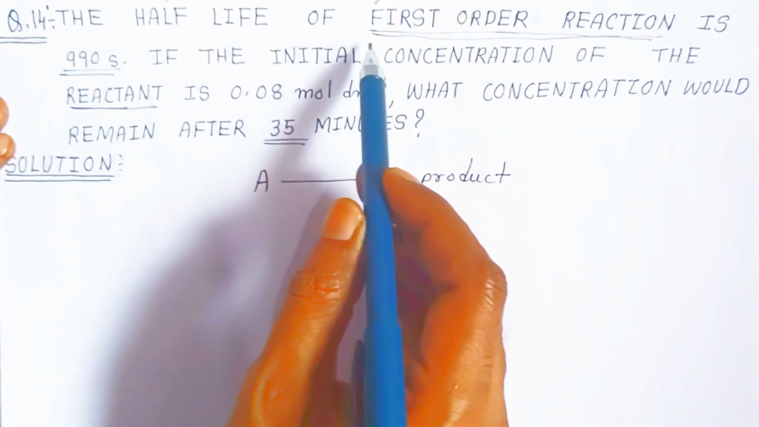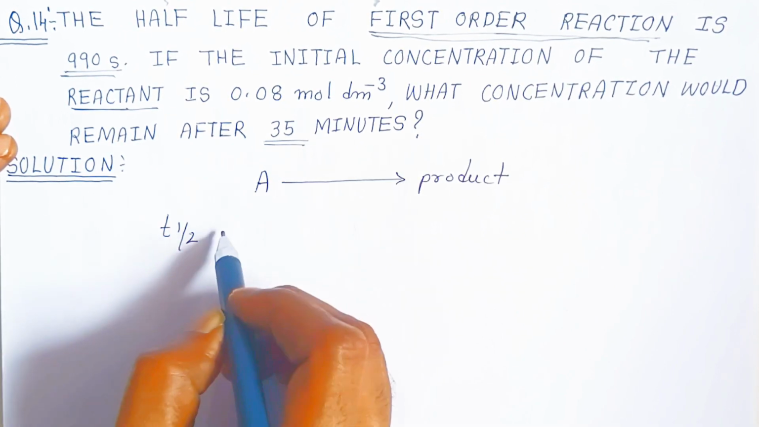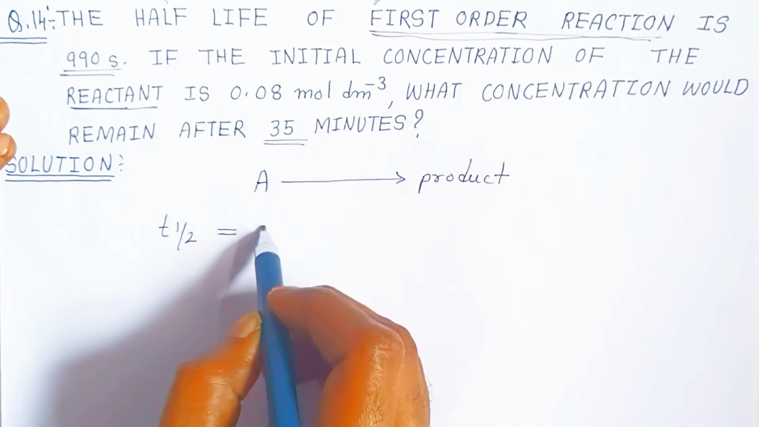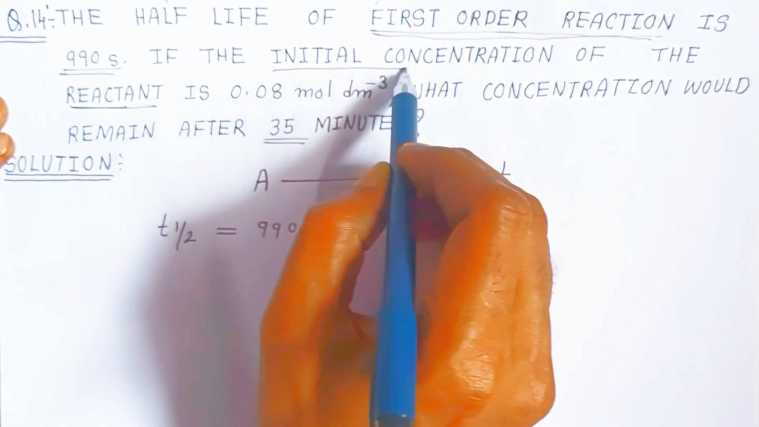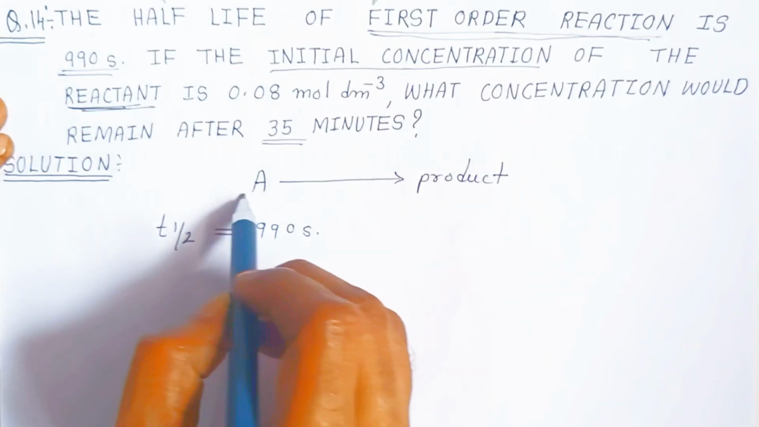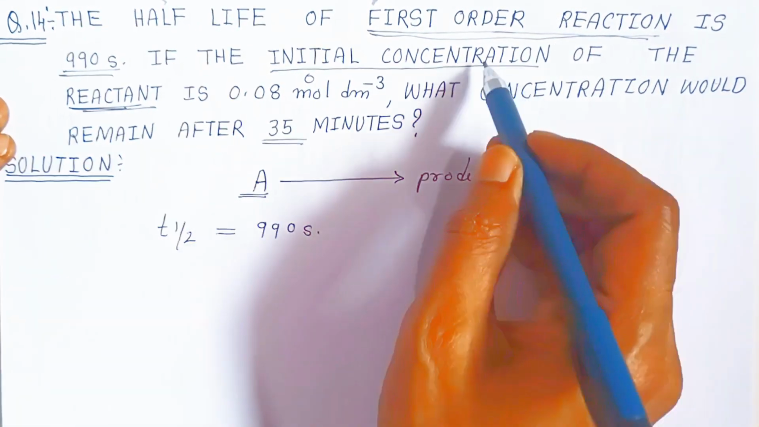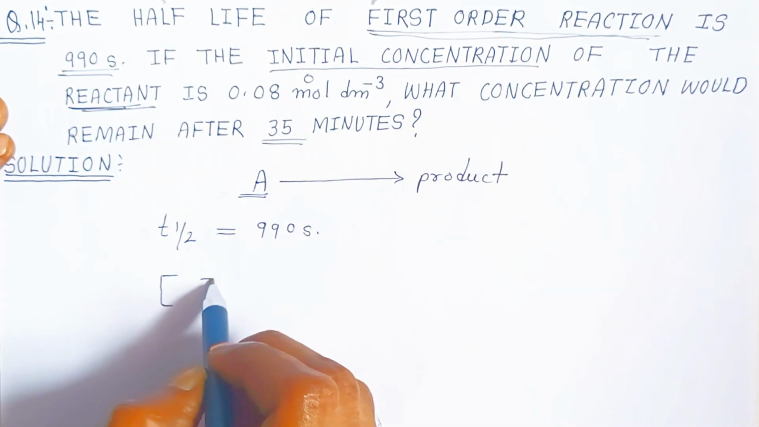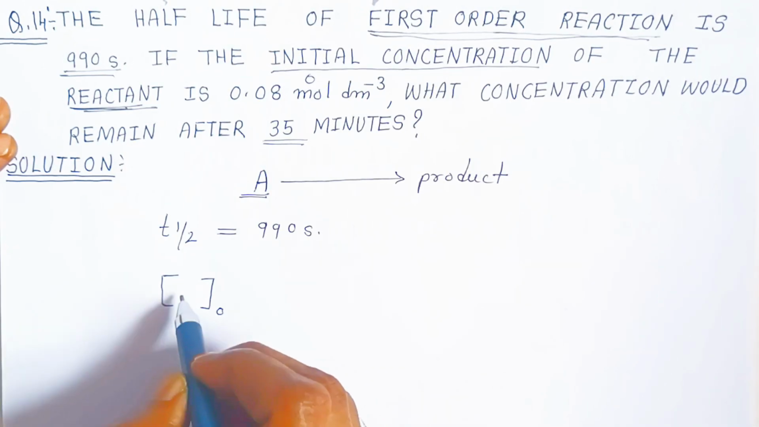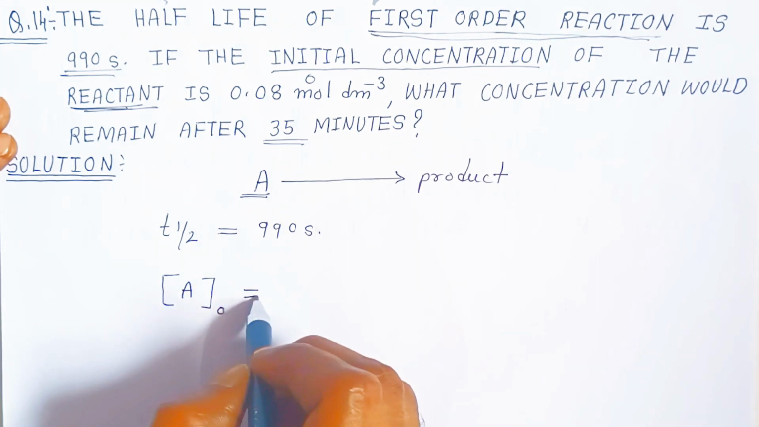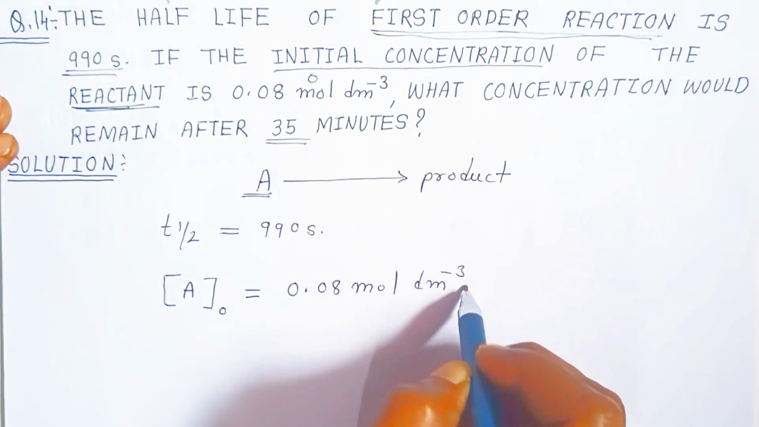The half-life of the first order reaction, T half, they have given as 919 seconds. They have also given the initial concentration of the reactant. Here the reactant is A, and initial we show with 0. So the initial concentration of reactant A is given, that is 0.08 mole per dm cube. So this is given.